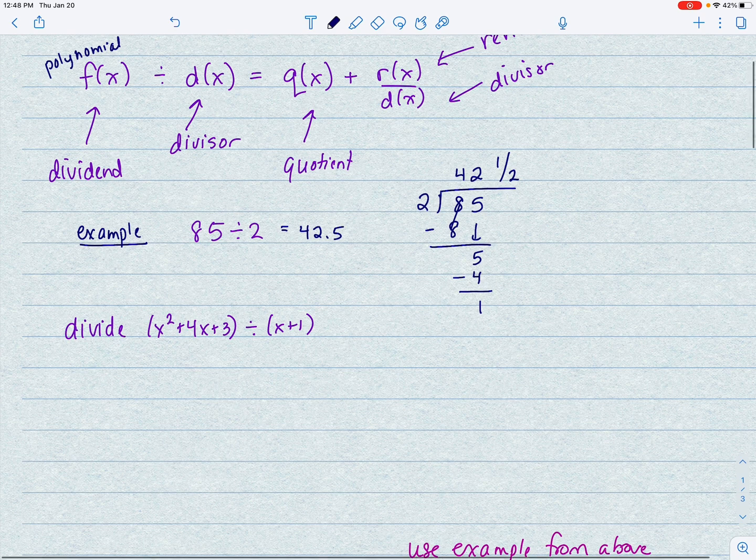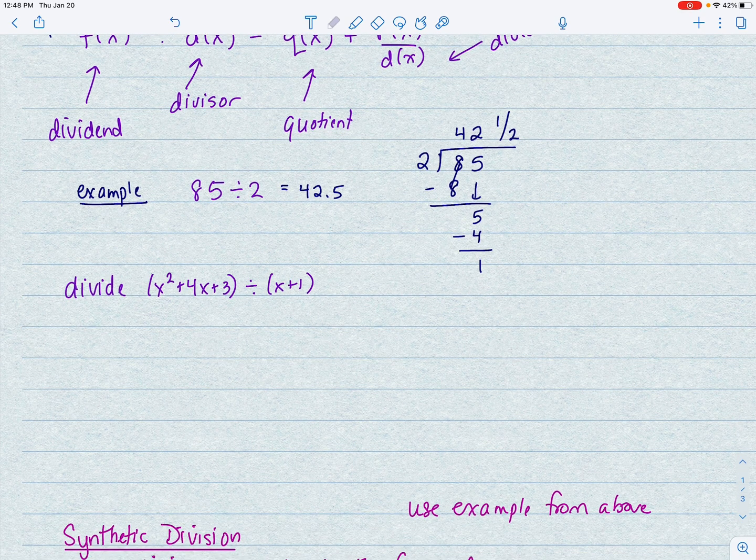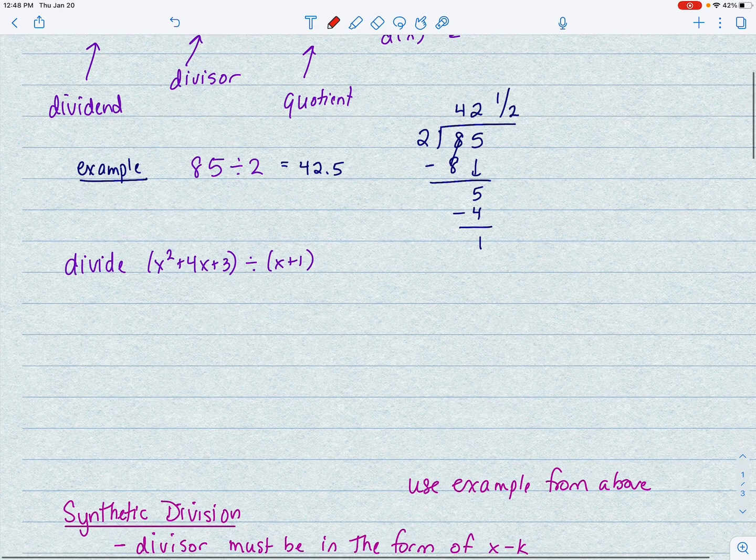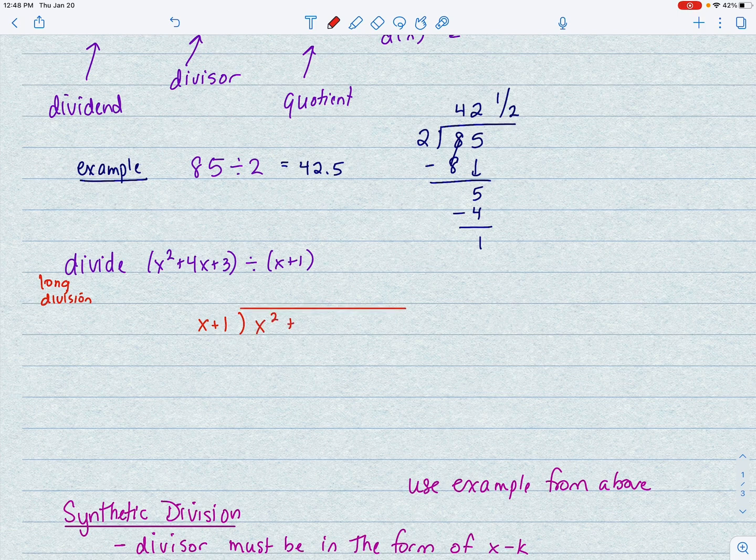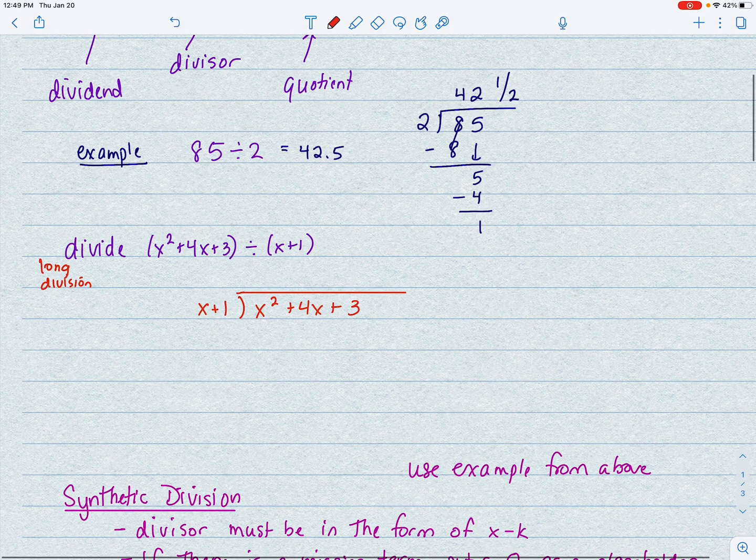But now we're going to be dividing a polynomial. I am going to show you the first one with long division, although we're going to be doing synthetic division, which is a shortcut. So we're going to divide this first one with long division. You learned this in Algebra 2. You put the divisor on the outside. That's the x plus 1. The thing that goes inside is called the dividend. And then we're going to do the steps that we just did for a number, but with a polynomial.